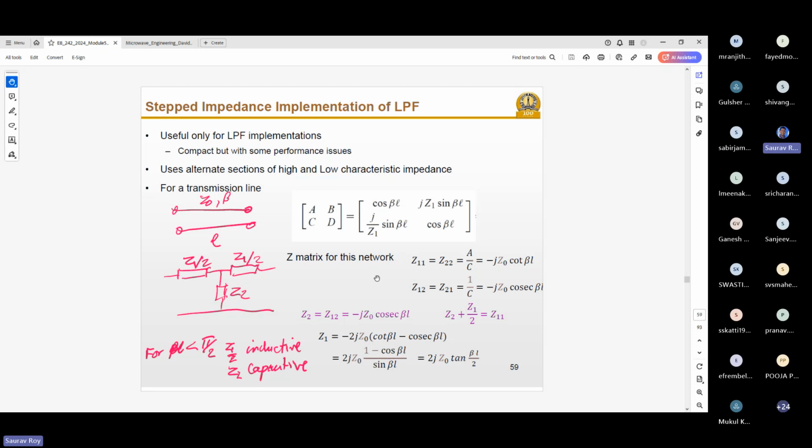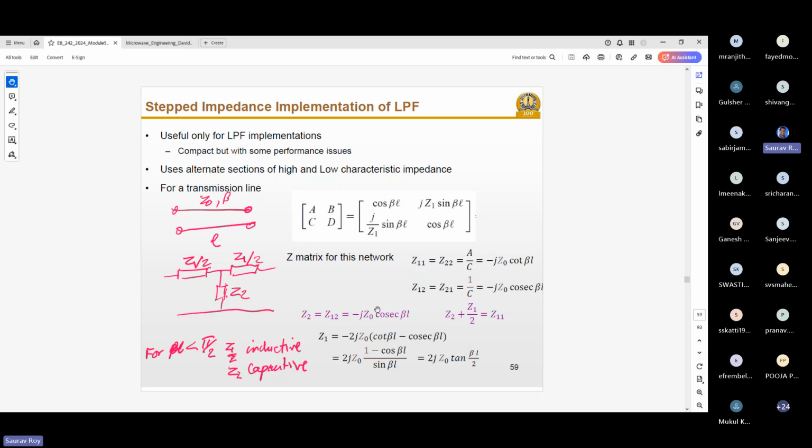Now, what happens? If you calculate for this network, you will get the Z1 and Z2 values: Z2 equals Z naught cosec beta L, and Z1 equals Z naught tan beta L. If Z1 and Z2 are replaced in a microstrip line section and you calculate the Z matrix, you will find the values of Z1 and Z2 in terms of the microstrip line. So Z2 will be this, and Z1 will be tan beta L.